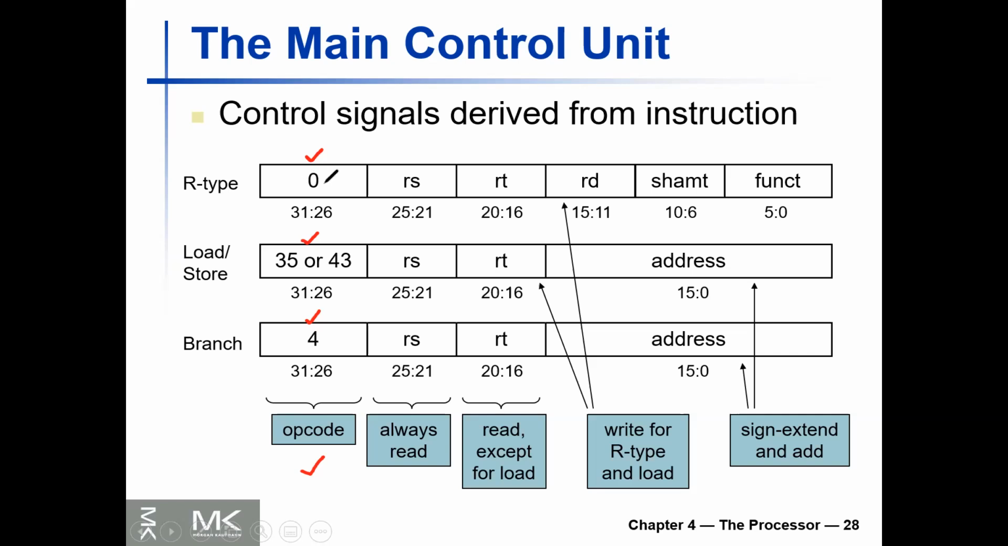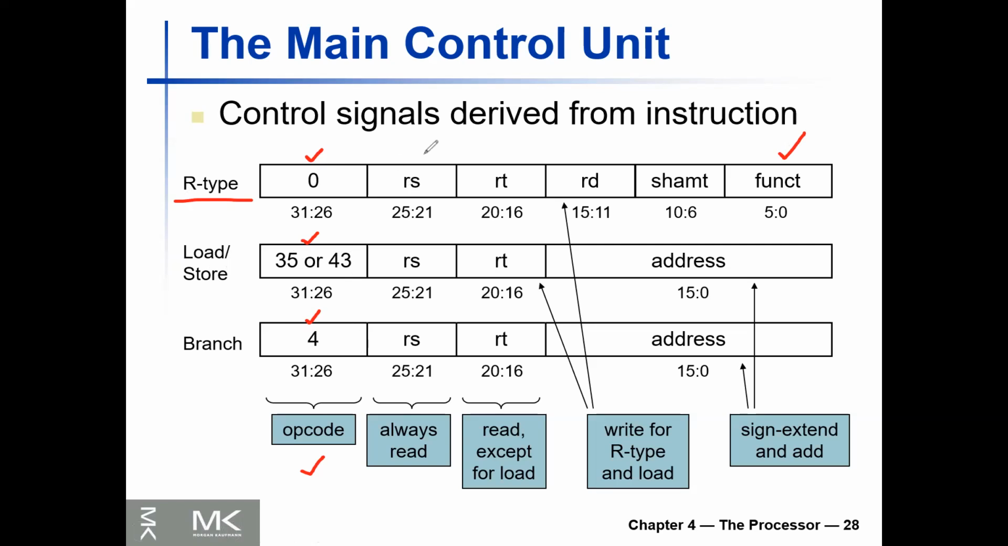And for R type, its value is fixed, which is 0, girls. Understand? Opcode is 0 for the R type instruction. And for load and store, it is 35 or 43. The value is fixed. The branch opcode is 4. It is fixed. Now, for R type, which particular operation you will be performing, the function field, which is 6 bits, will actually decide. We have seen this one in the previous slide.